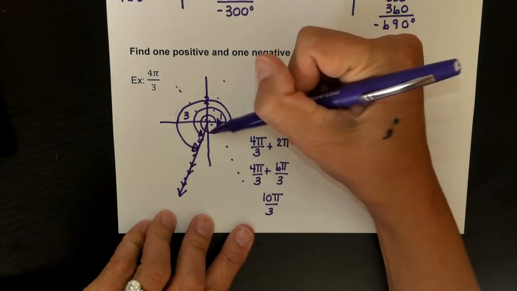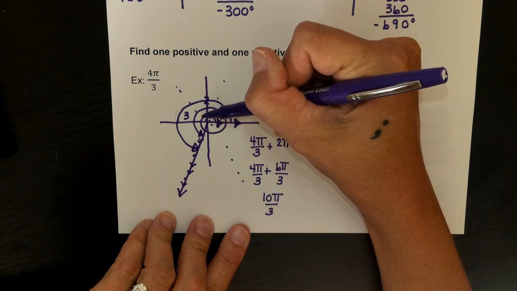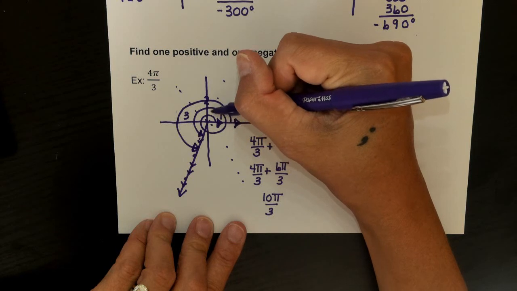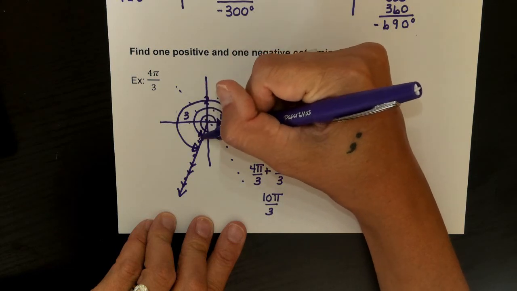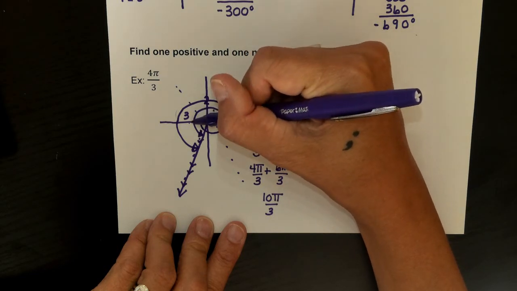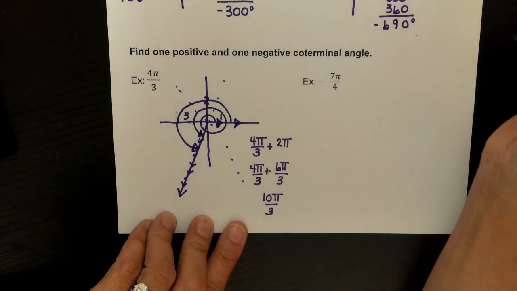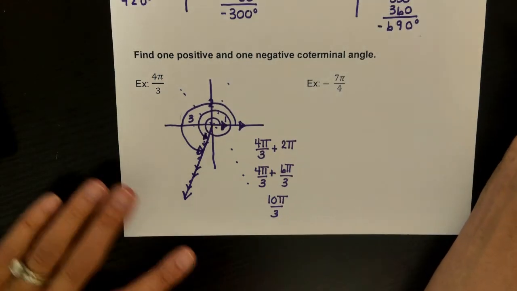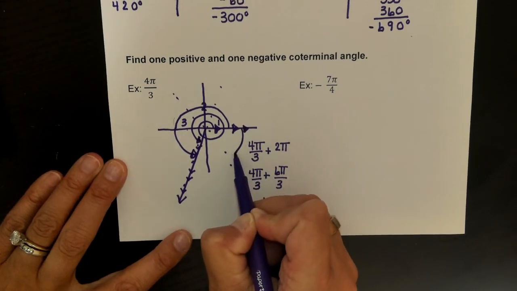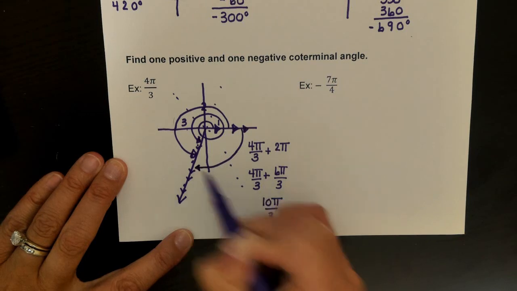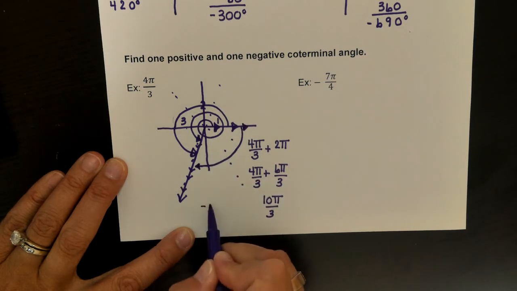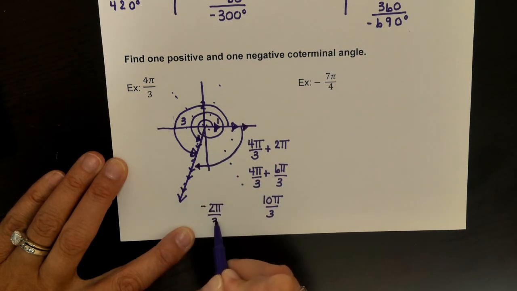And I really just like to count. So I went 1 pi over 3, 2 pi over 3, 3 pi over 3, 4, 5, 6, 7, 8, 9, and 10. I had 10 pieces. Now the negative, again, we start here and we go down until we hit it. Alright, so that is 2 pieces. Negative 2 pi over 3.